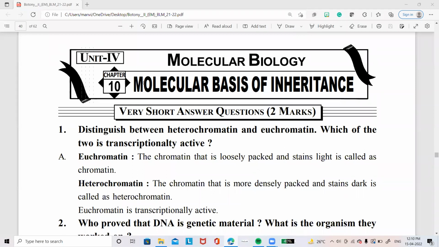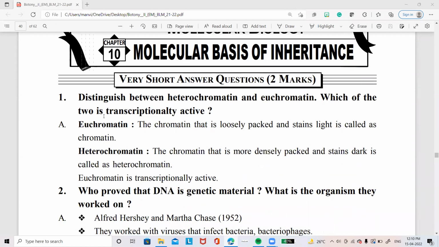Molecular biology, molecular basis of inheritance. Very short answer questions. Distinguish between heterochromatin and euchromatin. Which of the two is transcriptionally active?